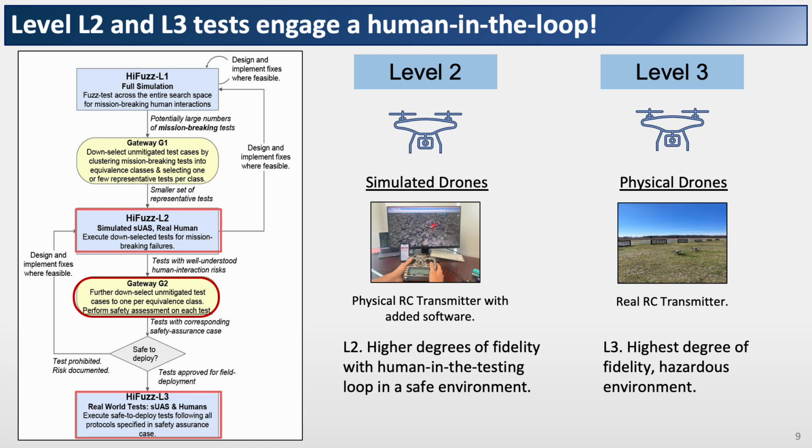L2 tests are then passed through a safety assessment gateway that ensures that each failed test from L2 is carefully assessed to determine if mitigations are needed. We do not dictate how the safety assessment should be performed so long as the process assesses hazards associated with each test case, for example, by using fault tree analysis. The goal is to determine whether the risk has been properly addressed prior to testing at L3.